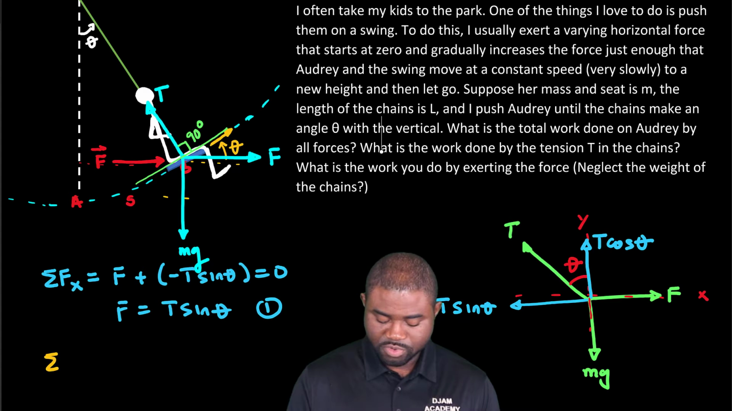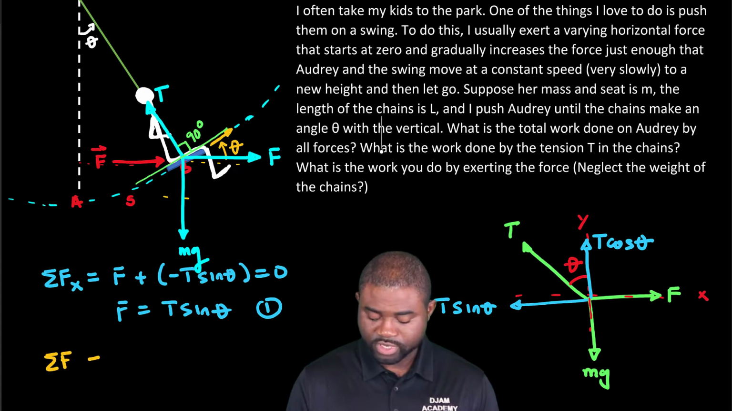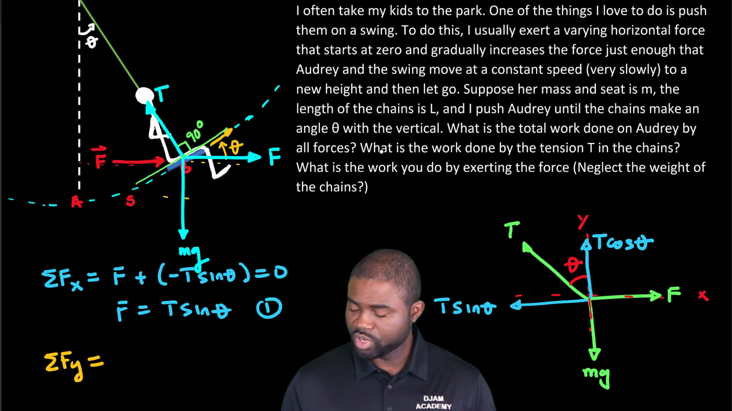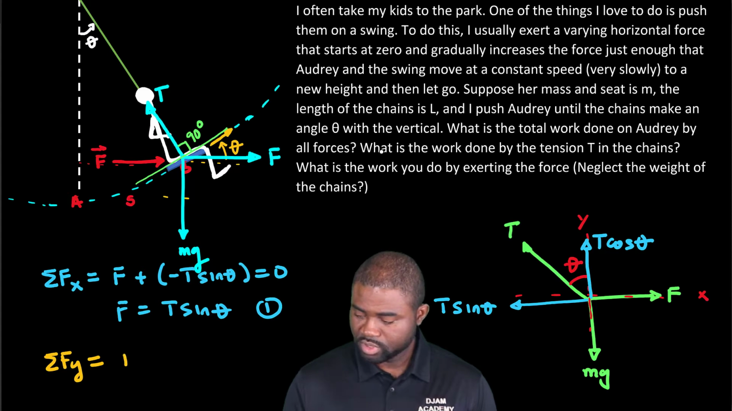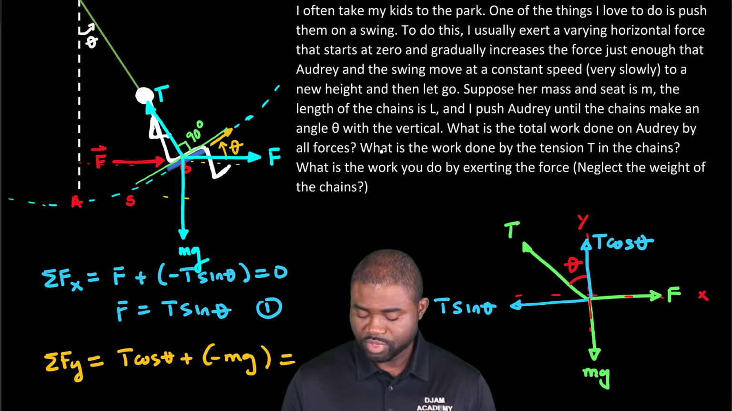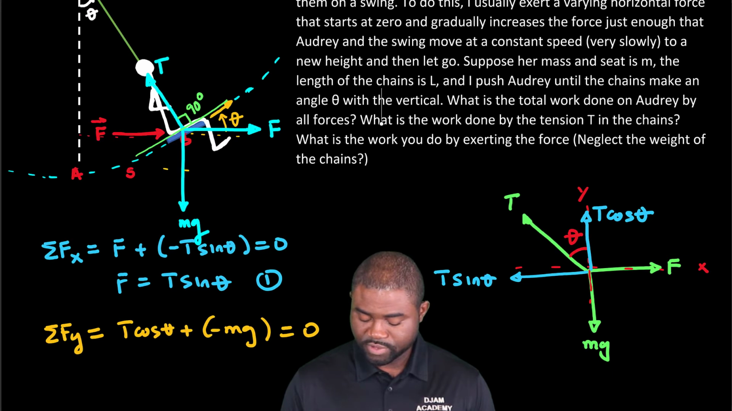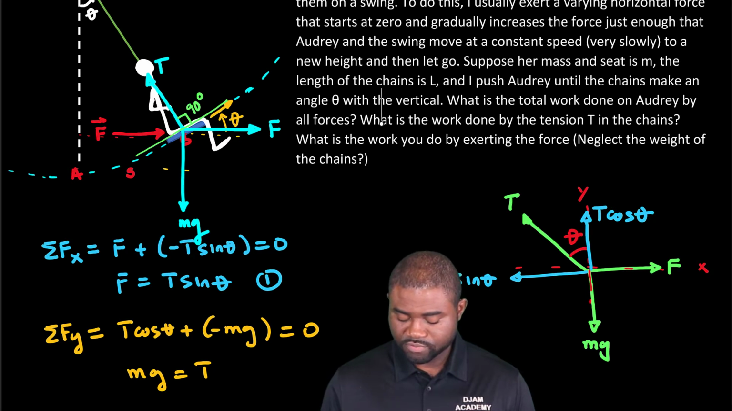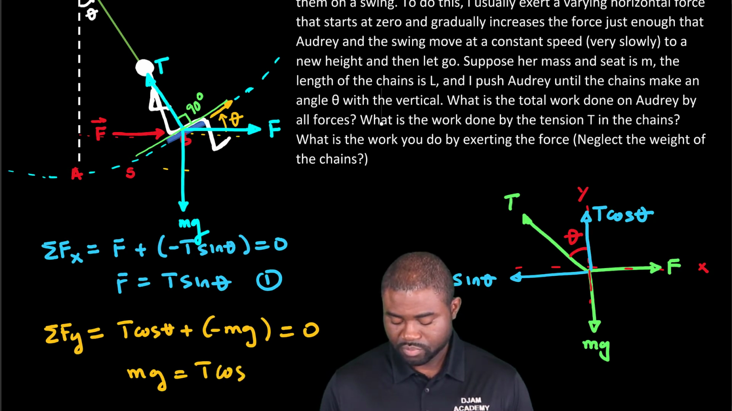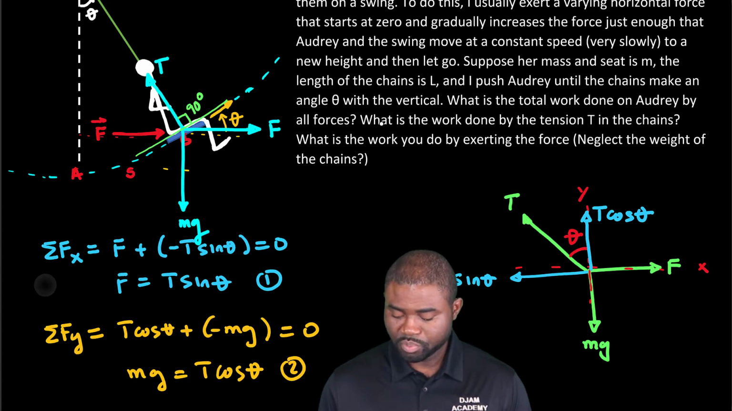Similarly, the sum of forces along the y direction will be equal to T cosine theta plus minus mg, which will be equal to 0. What this means is that mg is equal to T cosine of theta. Let's call this equation number 2.